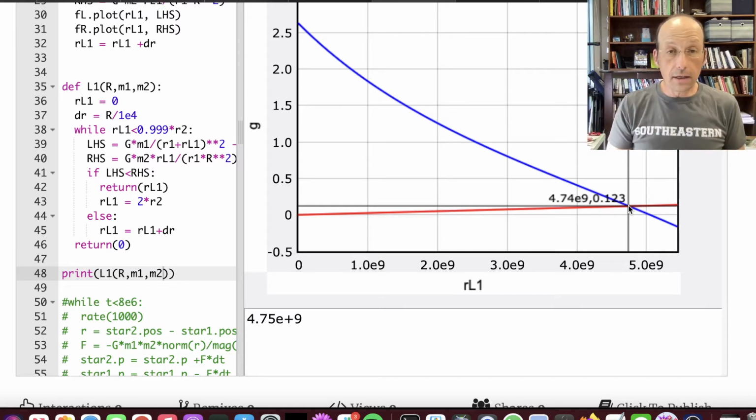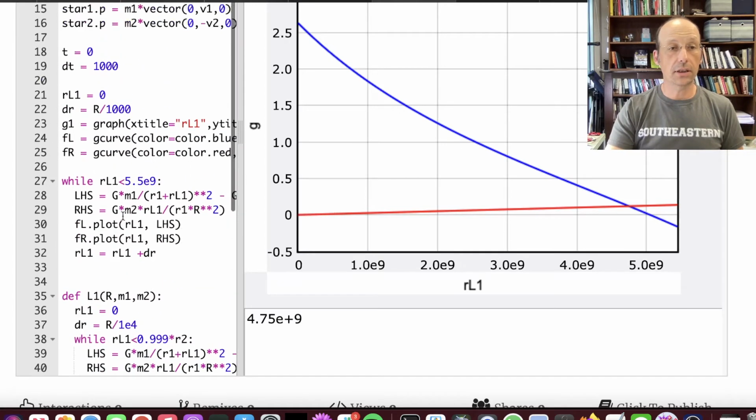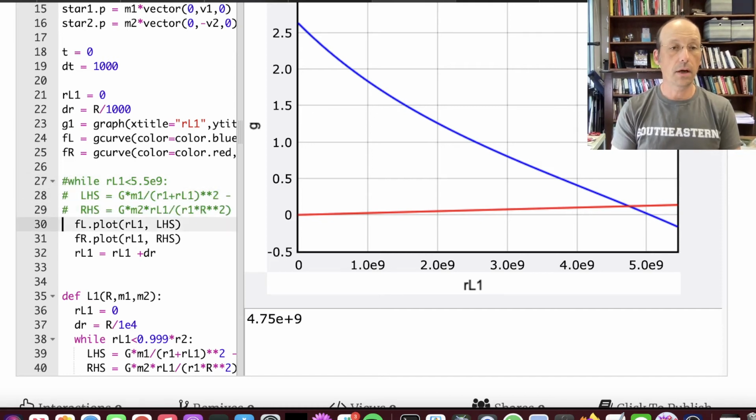So I've calculated the point. I have a function to calculate the location of Lagrange point L1. That's good. Okay, so let's just get rid of this stuff now. I don't want to plot any things anymore. We'll come back to that when we do L2. How long is this? 19? Okay.